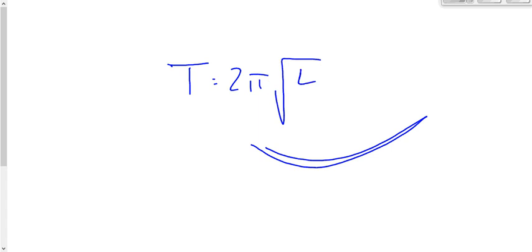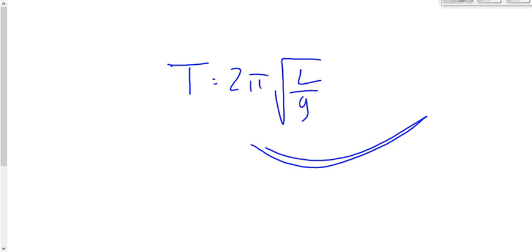On Thursday, we learned about another type of simple harmonic motion, specifically the pendulum. We learned that the period of a pendulum, the time that it takes for one complete back and forth motion of the pendulum, is equal to 2 pi square root L over G.